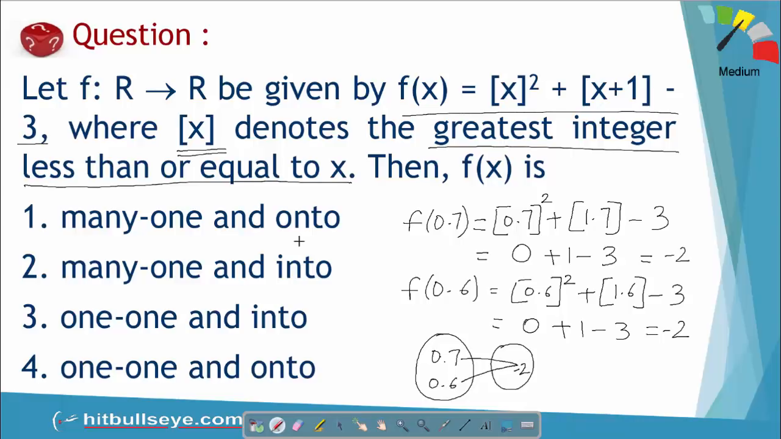Now we have to find out whether it is onto or into. Now you can easily see that this is an integer, this is also an integer, and minus 3 is also an integer. So this sum, which is the definition of f of x, will always give an integer as the answer. That means in the codomain, I will have only the integers that will make the range of f of x. So the non-integers will not be the image of any member of the domain. That makes the function into. So we get the function as many one and into function.